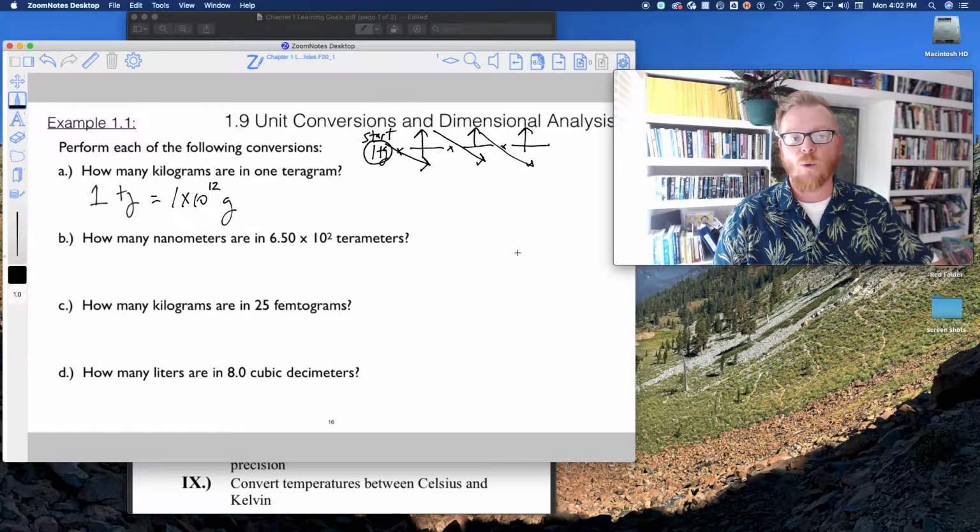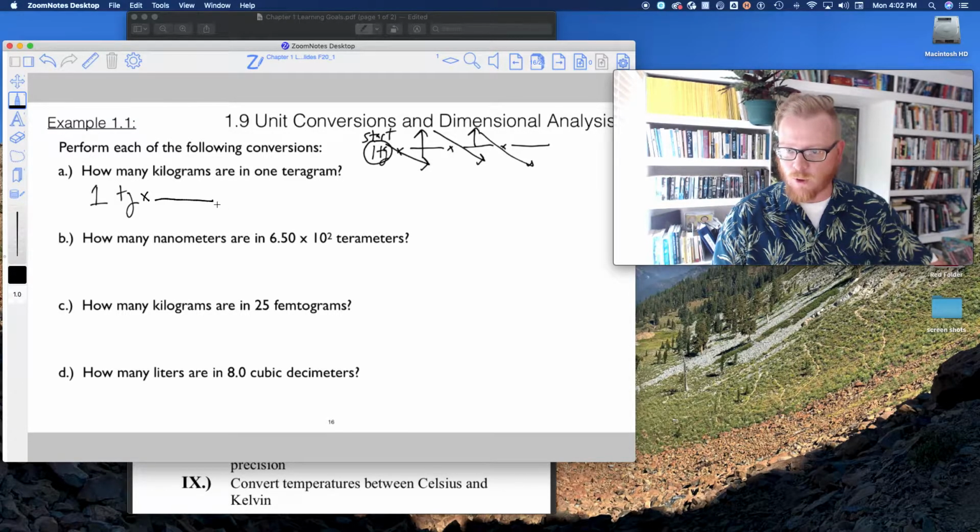And how do I know when I'm done? Well, I know when I'm done because I end up with the unit that I want, okay? So for example, let's walk through this one, and then maybe I'll also walk you through B, and then we'll go back to the gorillas for part C and part D, okay? So I'm going to start with that 1 teragram like they gave me. And now my goal is to go down.